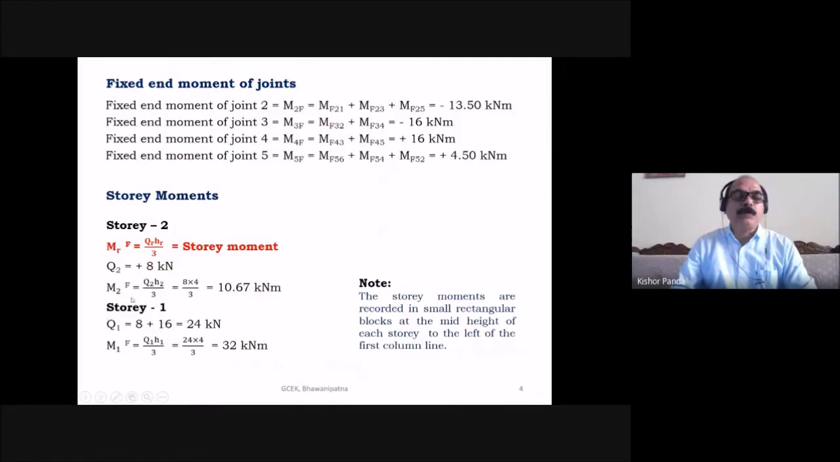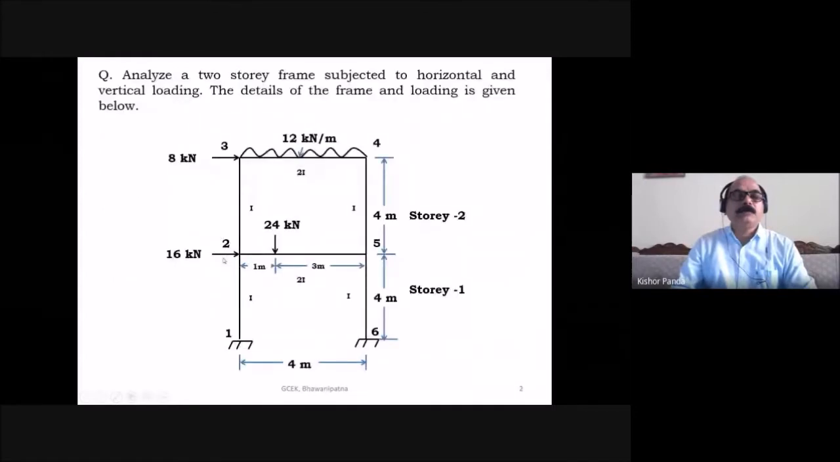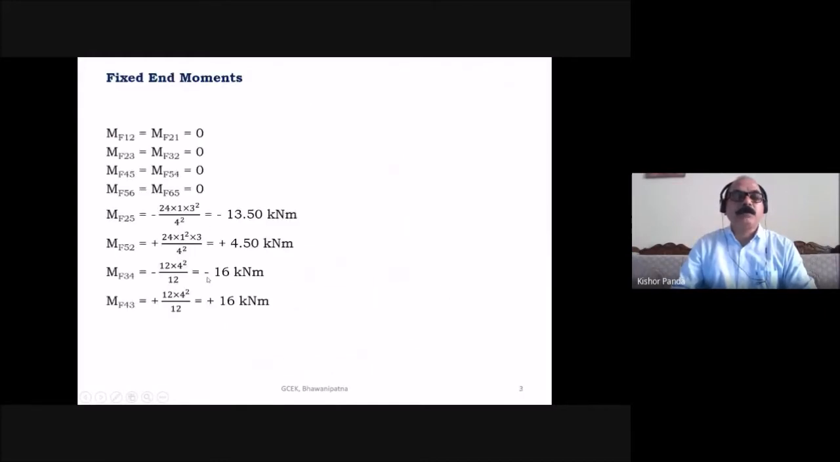Similarly, find out the story moment for story 1. So here you have to take the load Q1 is equal to 8 plus 16. What are the loads acting here and here? These two you have to consider when you find out the story moment for story 1. So Q1 is equal to 8 plus 16, which is equal to 24 kilonewton.